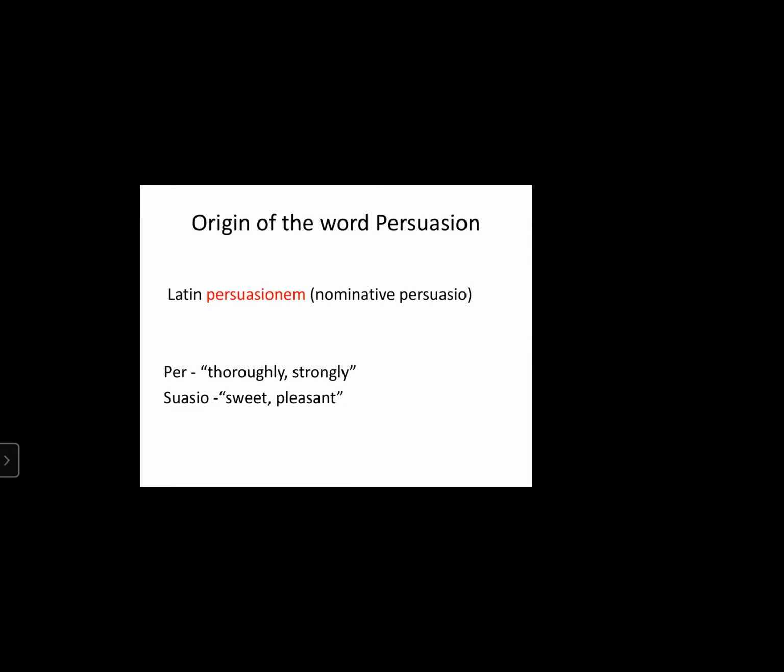And the word persuasion, the nominative word is persuaso. Persuaso is Latin in origin, or what we call persuasionem. Sorry, that's not my language. But the etymology of the word is divided into two. Per means thoroughly or strongly. Suaso means sweet and pleasant. So persuaso means thoroughly or strongly sweet and pleasant. That is the root, the origin of the word persuasion. So persuasion should be strong, it should be sweet, and it should be pleasant.